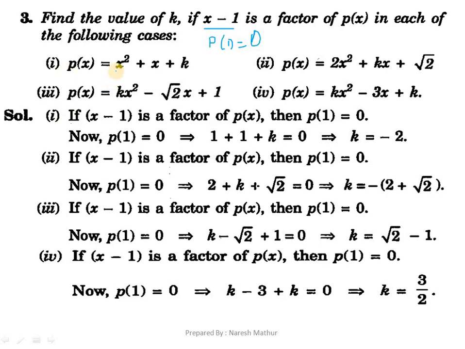So just do it. 1 square plus 1 plus k, 1 plus 1 plus k equals to 0. So 1 plus 1 is 2. So k will be minus 2. Second one, 2x square plus kx plus root 2. 2 plus k plus root 2. So it would be the value minus of 2 plus root 2.